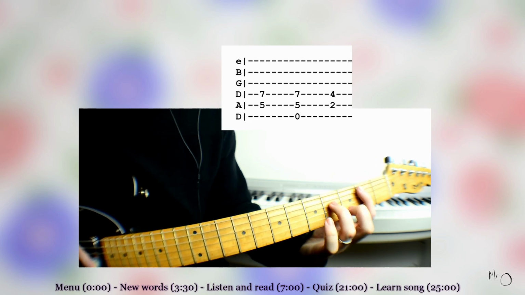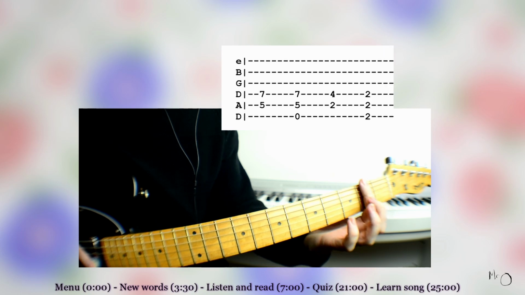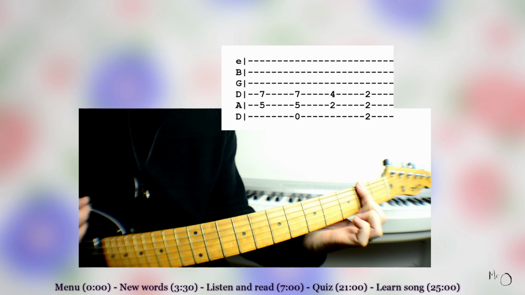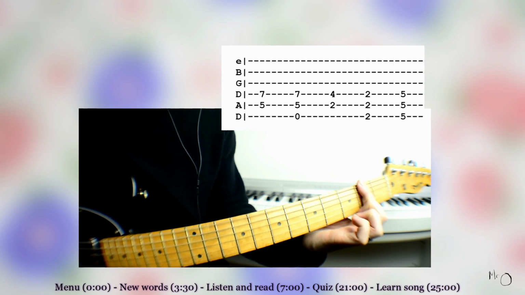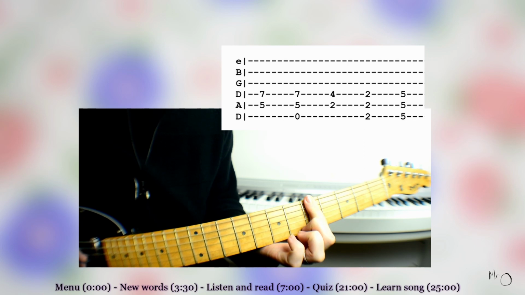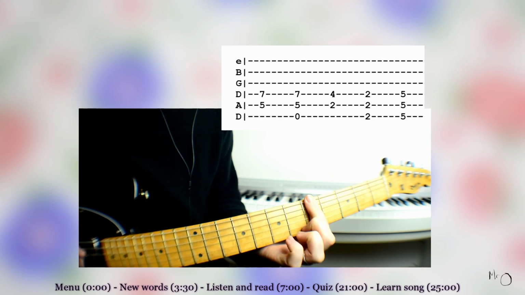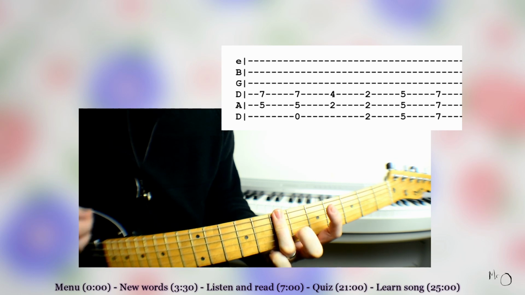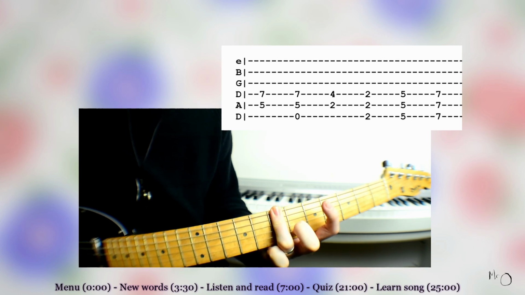Then we go on to the one finger chords. This is E minor, but just with one finger. Then we go up to the G, and then the A. Back to D.